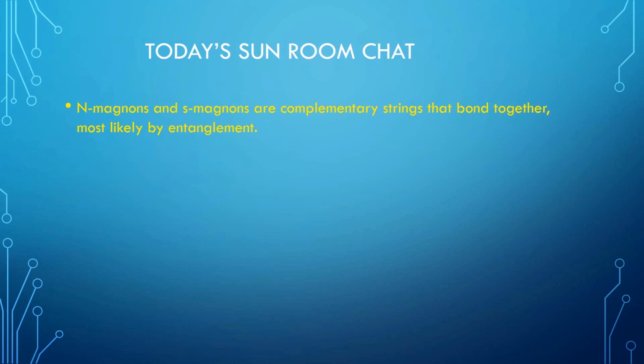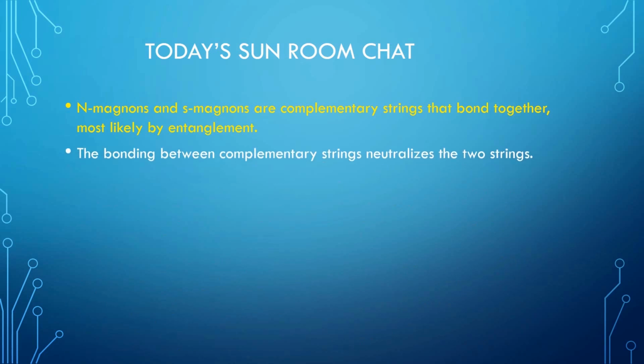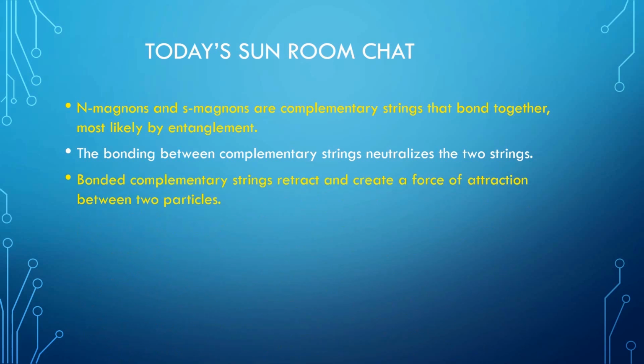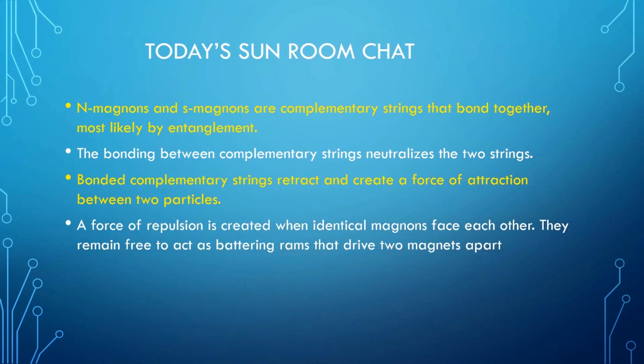N-magnons and S-magnons are complementary strings that bond together, most likely by entanglement. The bonding between complementary strings neutralizes the two strings. Bonded complementary strings retract and create a force of attraction between two particles. A force of repulsion is created when identical magnons face each other. They remain free to act as battering rams that drive two magnets apart.